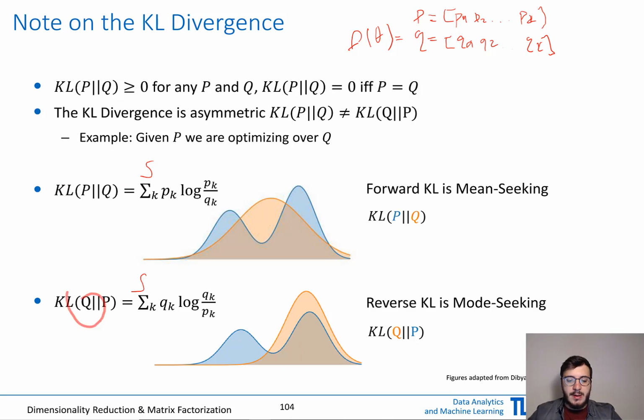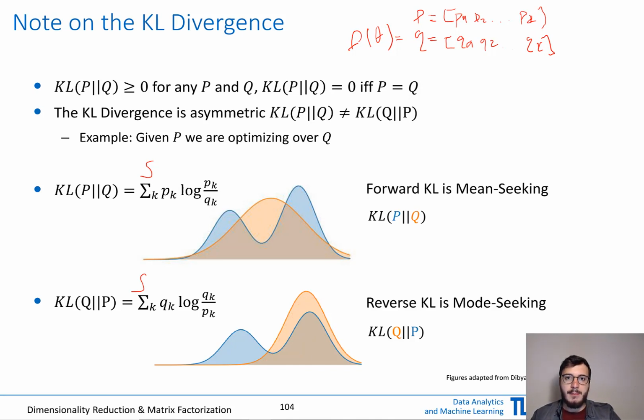Let's start with the reverse. We see that the reverse KL is mode seeking. So the approximation, shown in orange, has focused entirely on the mode of the data distribution and is not doing a good job of approximating the second mode. So this blue distribution is bimodal, but our approximation has only focused on one of the modes.